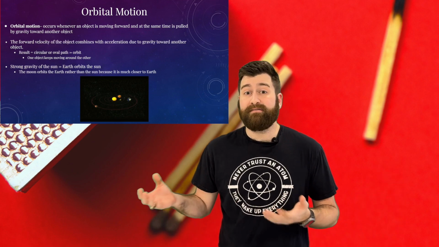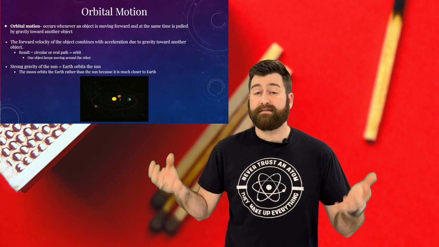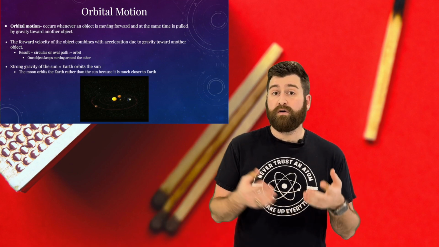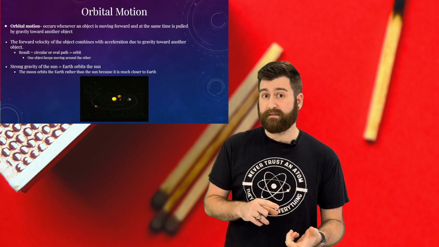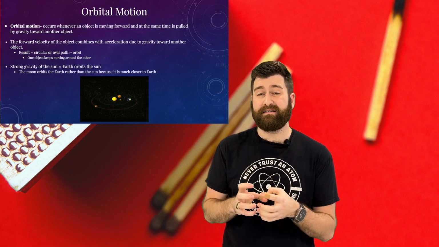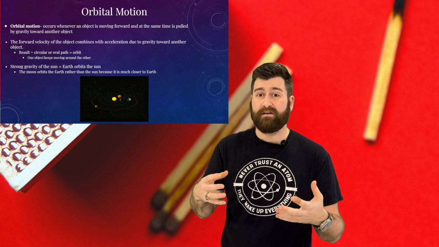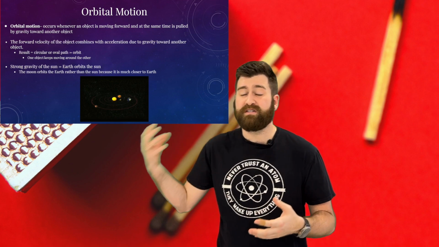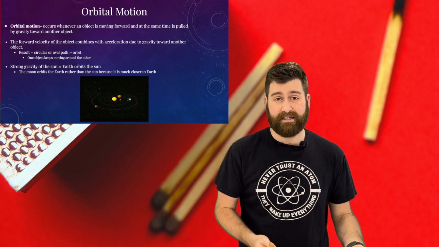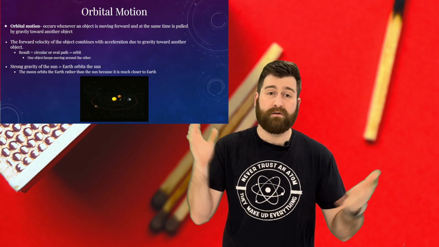The strong gravity of the sun keeps the Earth orbiting the sun. The moon orbits the Earth rather than the sun because of the proximity, right? The moon is a lot closer to us, so the proximity to the Earth is superseding the strength of the sun's gravity just because the Earth is up close and it is here.